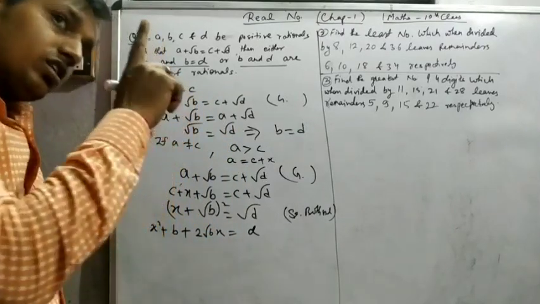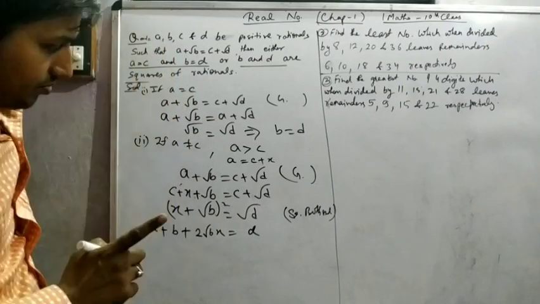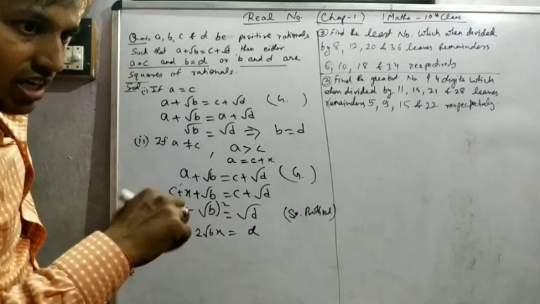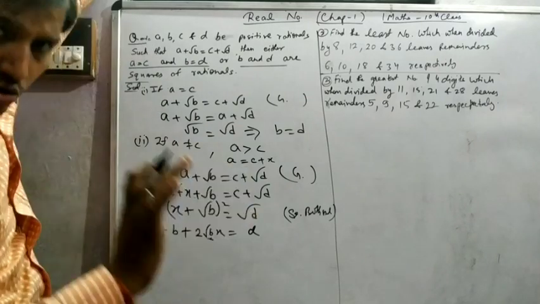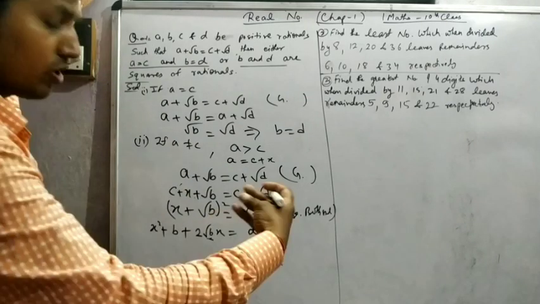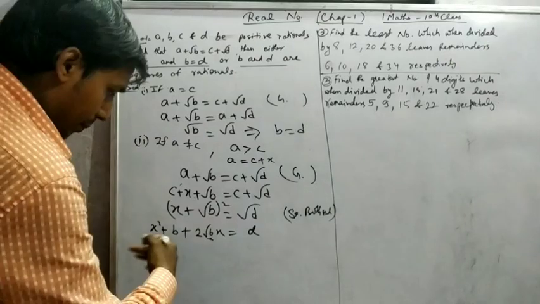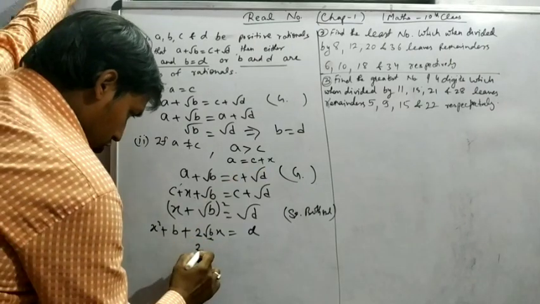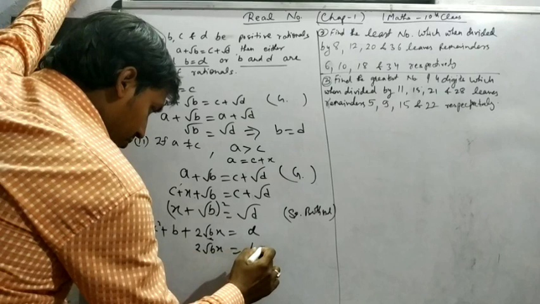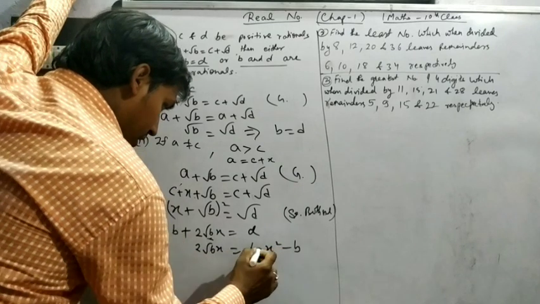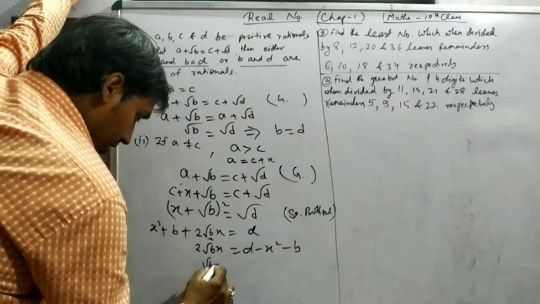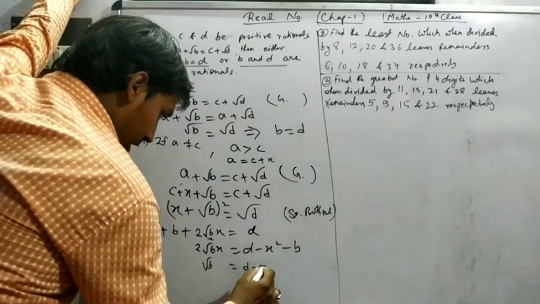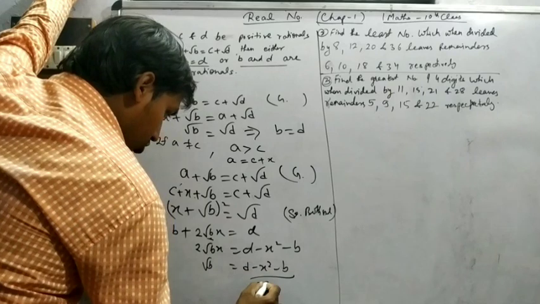Remember the class when we prove that a number is irrational, we separate the rational and irrational parts. So here the irrational part is root B. According to the concept, a root number is irrational. So we separate them. 2 root B X equals D minus X square minus B, that is root B equals D minus X square minus B upon 2X.